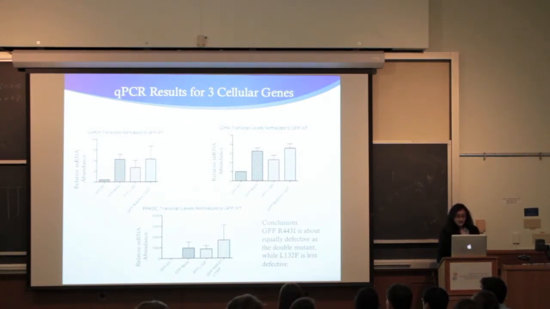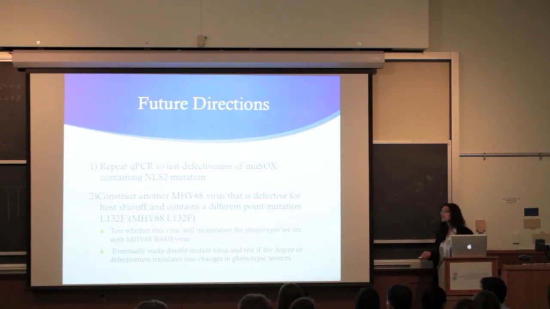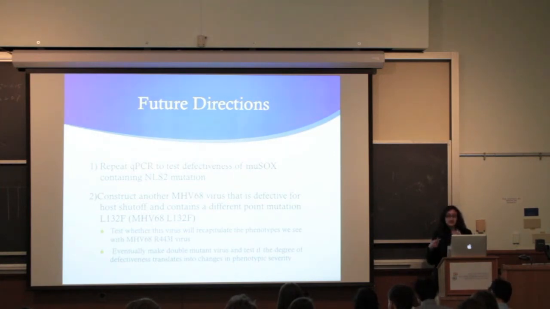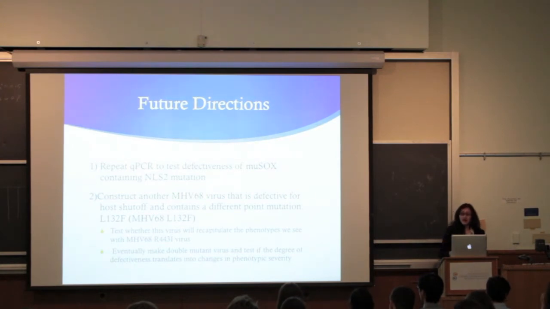Okay, and so for future directions, I want to continue the in vitro experiments to test the range of defectiveness of this third mutant, the NLS2 mutant that I mentioned, that I hadn't included in my earlier qPCRs. I want to test the defectiveness of that and compare it to the other MUSOX constructs we've already tested. And then specifically in the context of the virus, I mentioned the phenotypes of the R443 already, but I want to make another NO268 virus that contains the other point mutation, L132F, and basically compare the phenotypes to what we saw with the R443 virus.